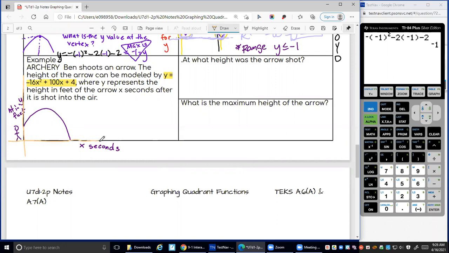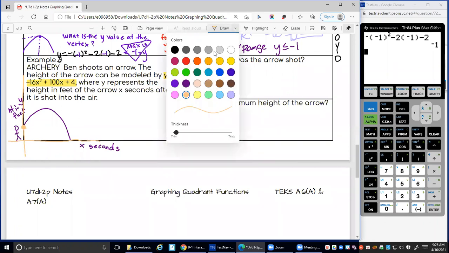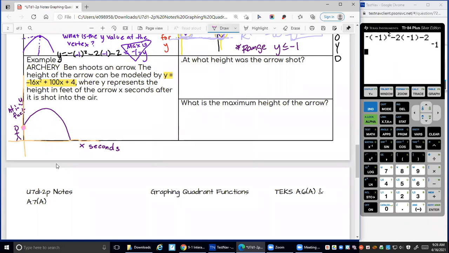Can anybody tell me the height when the arrow was shot? That means right here, right? That has a special name. Does anybody know the name of that point? Guillermo? Gabriel? Do you know the name of this point, sir? No? Yes, ma'am. Good job. That is the y-intercept. Okay?